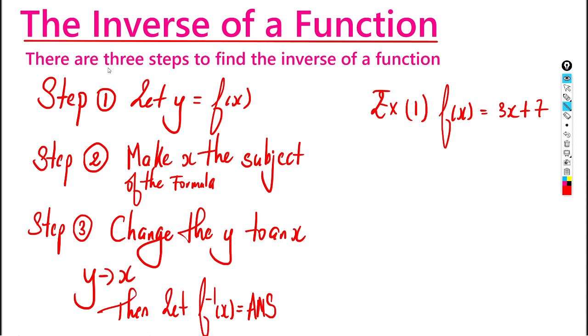It says there are three steps to find the inverse of a function. The first step is let y be equal to f of x. The second step is make x the subject of the formula. And the last step is change the y to an x, then let the inverse be equal to the answer. So if you've never done it before and you don't know the steps, these are the steps. Just remember these three steps when you need to find the inverse.